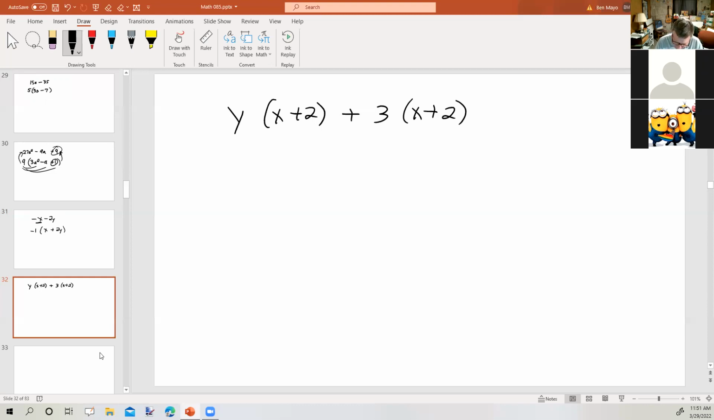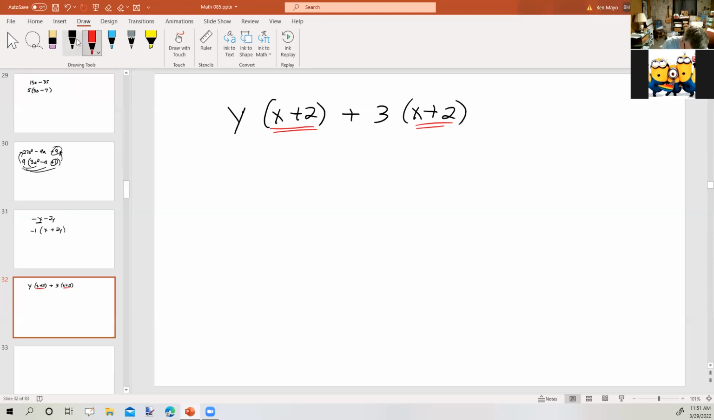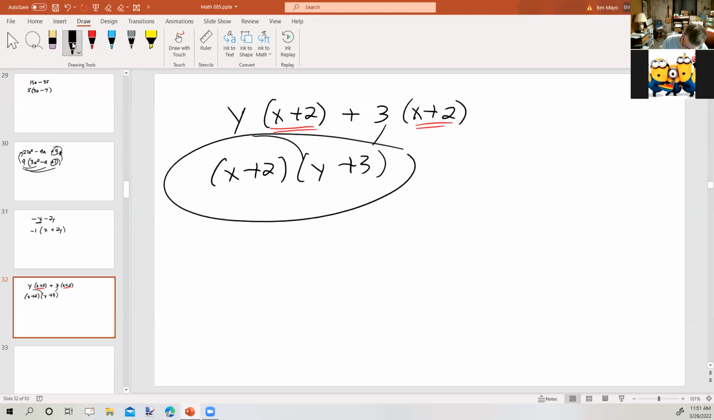All right. So the greatest common factor of these two expressions is the quantity that's in parentheses. So we'll take that out. And what's left is y plus 3. So here we have this final answer. Any questions about what I did there? Took out the greatest common factor, and then I had the leftovers as my second factor.